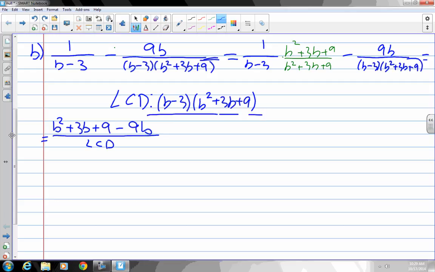Same denominator. So, combine like terms, we'll end up with b squared minus 6b plus 9 over, well, let's write that denominator down.